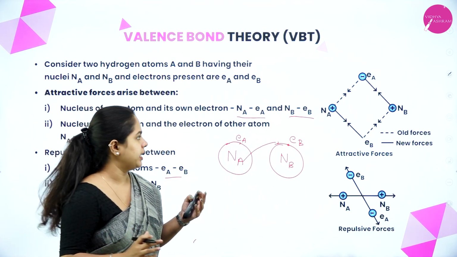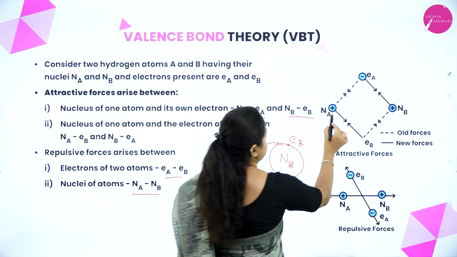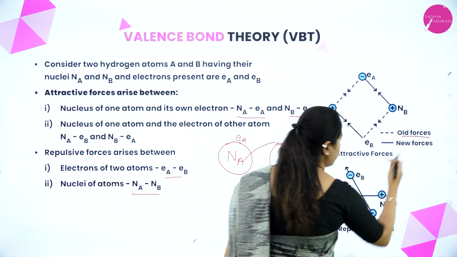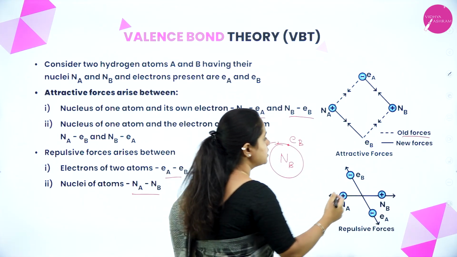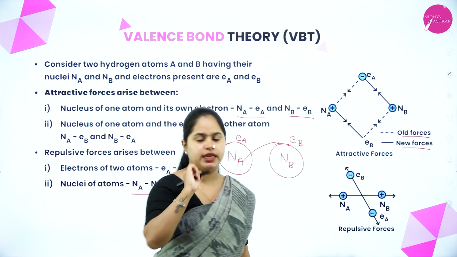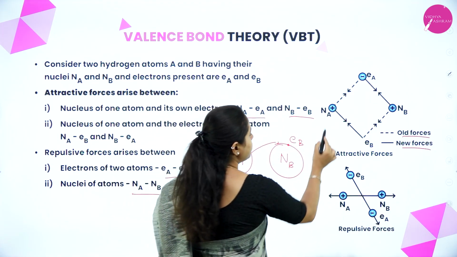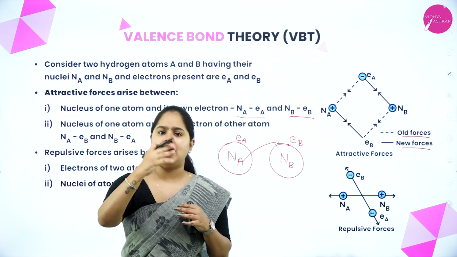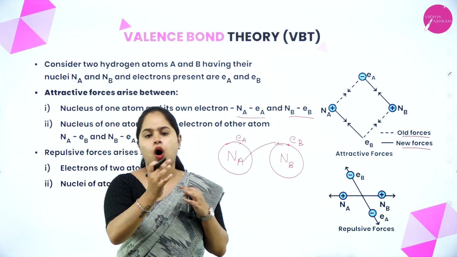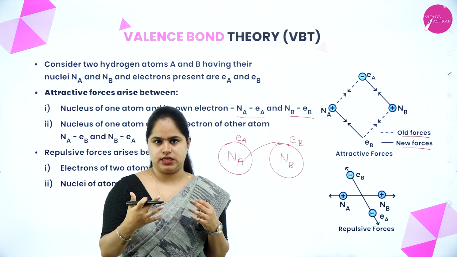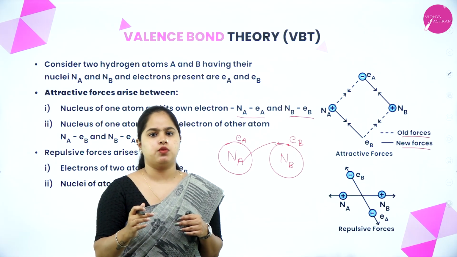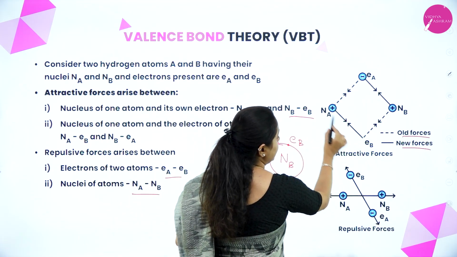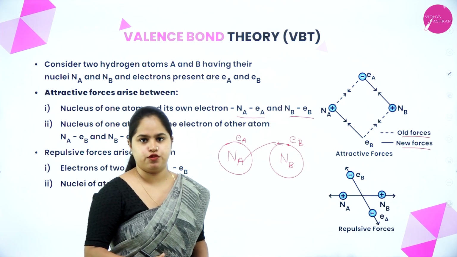So till here it is clear. As you can see here, the dotted lines shown are already existing forces, the old forces, and the bold lines show the new forces. So between Na and Ea, the nucleus of atom A and the electron of atom A, there is already an attractive force. Before itself it was there, but when the atoms come close together, now Na and Eb will also have an attractive force. Clear?